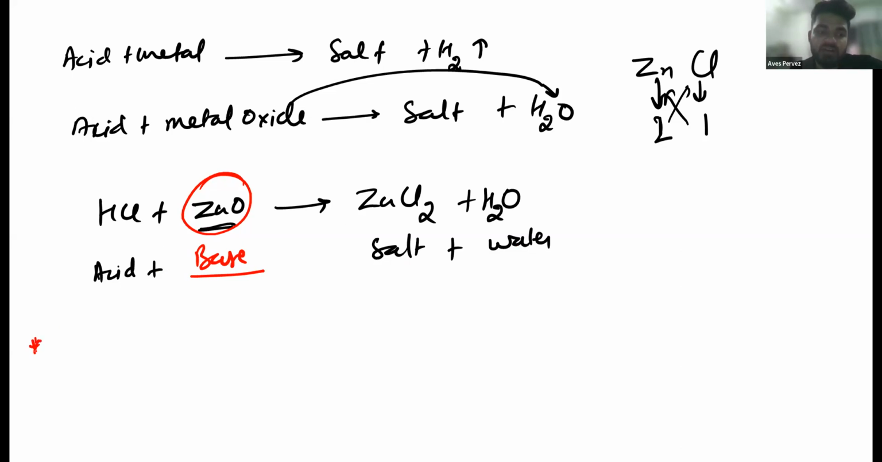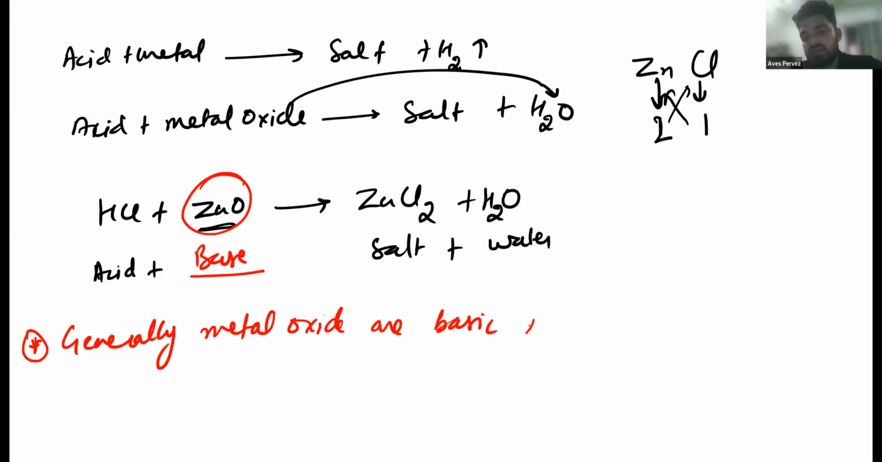So we can write here an important point, that generally metal oxides are basic in nature. Basic in nature. Okay. Done? Should I move further, Jovita? Yes, sir. Okay. The metal oxides are generally basic in nature.